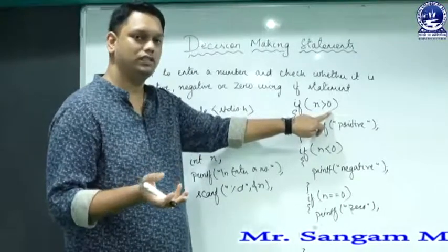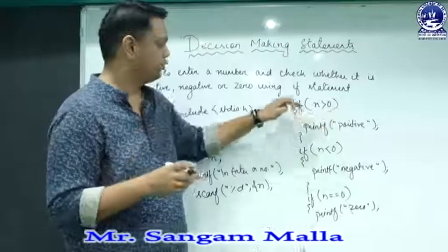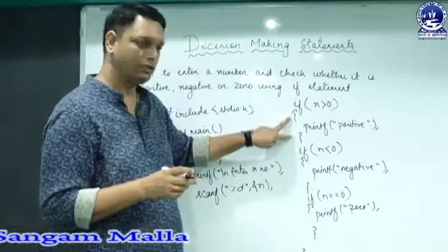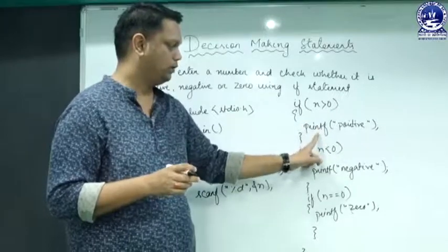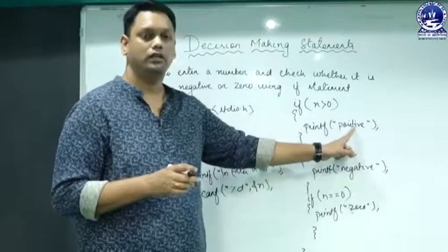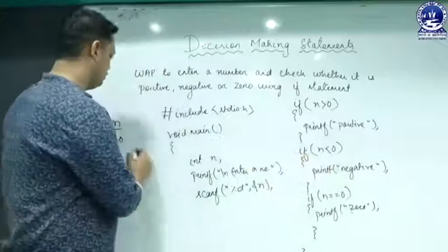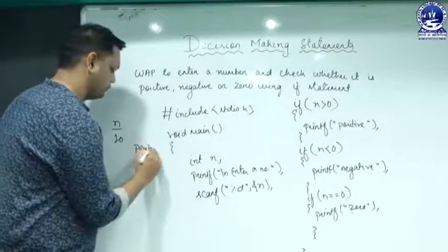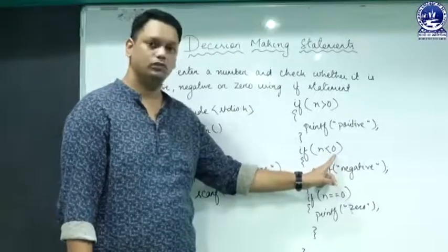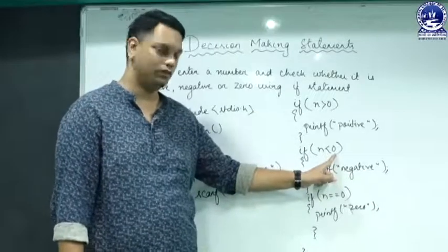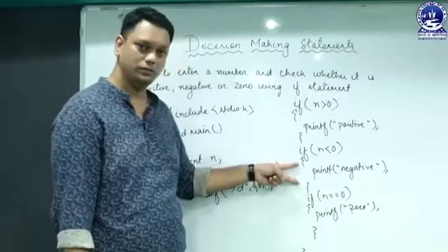So as we have discussed, if the condition returns true, it will enter the block of the if statement. So 10 is greater than 0, so it is true. It will enter the block, and it will display positive. So my answer will be positive. Next it will come over here, is 10 less than 0? No, 10 is not less than 0, so it is false. So it will not enter the block of the if statement.